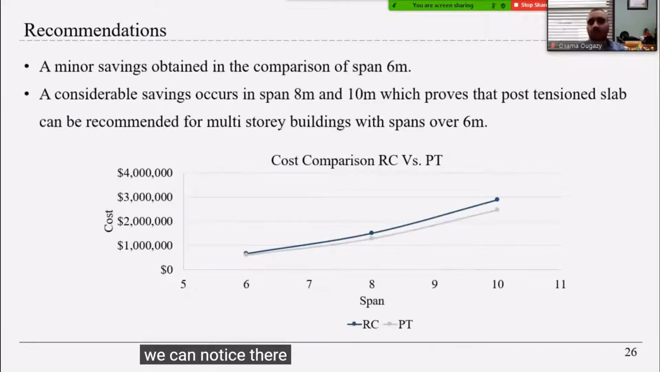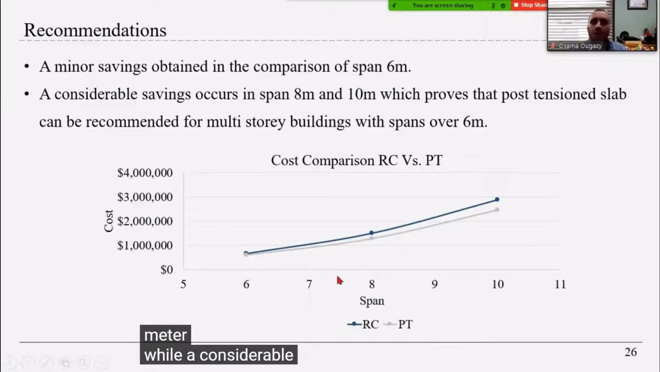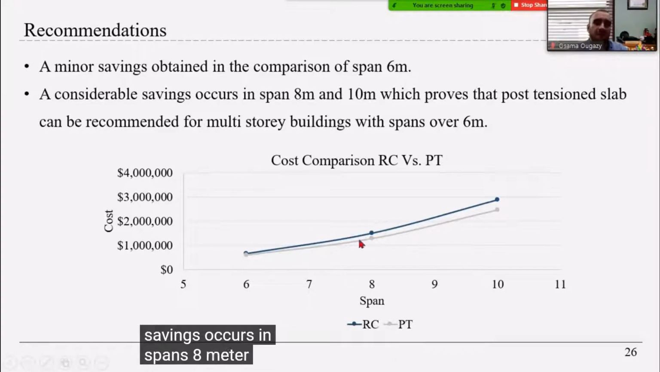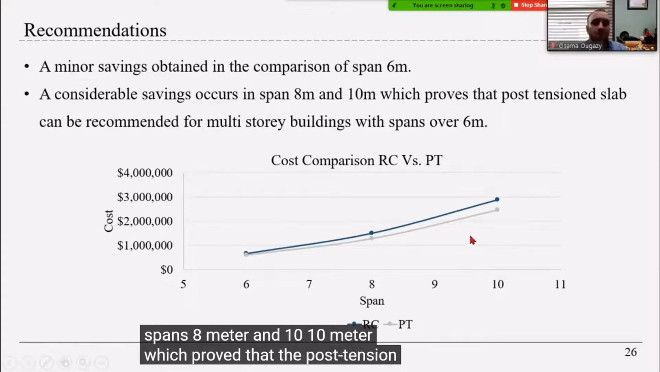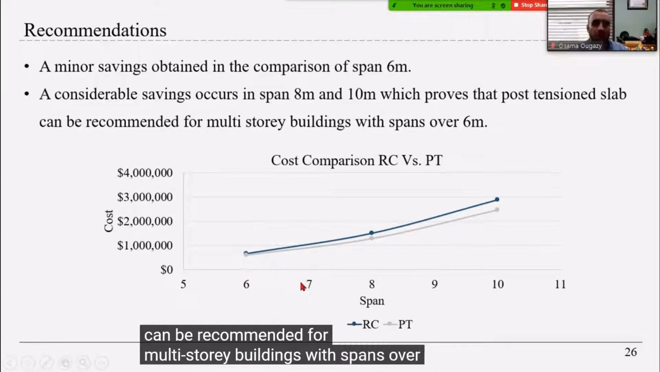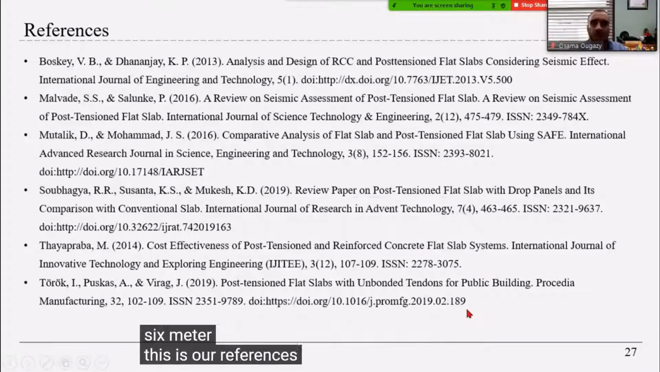We can notice there is a minor saving in the comparison of span 6 meters, while a considerable savings occurs in spans 8 meters and 10 meters, which proves that the post-tension slab can be recommended for multi-story buildings with spans over 6 meters. This is our references, and thank you.